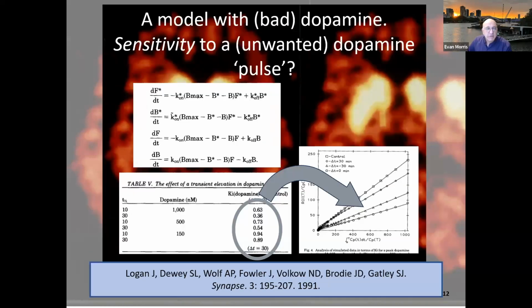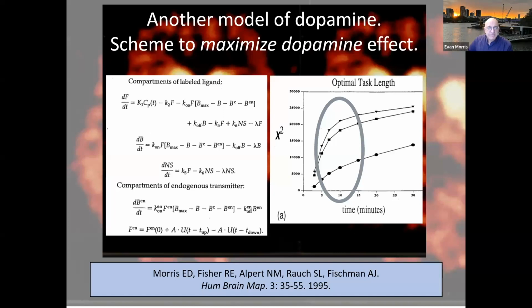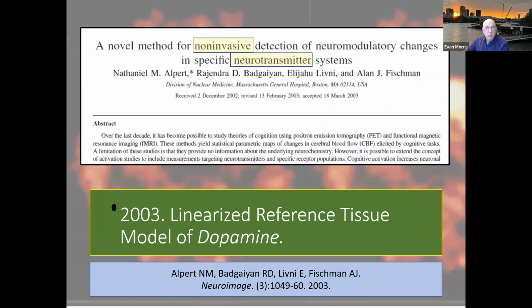But what we cared about was maximizing the effect of dopamine. And the question we were asking with a similar model was, at what time do you place the task and for what duration to optimize your chances of detecting dopamine? So we've gone from a dopamine receptor model to a dopamine model where we want to measure dopamine.